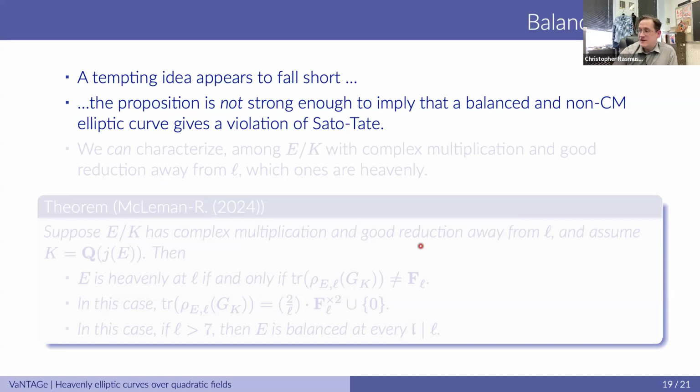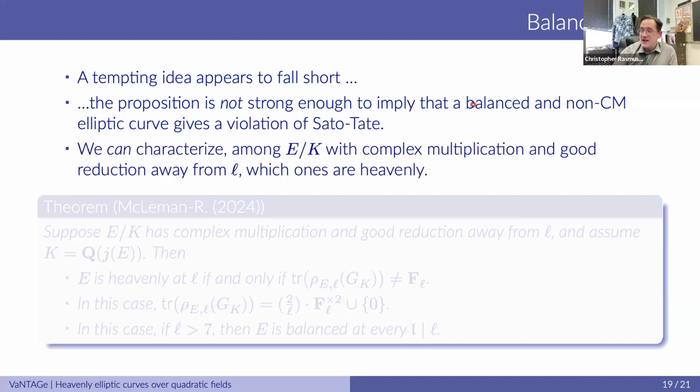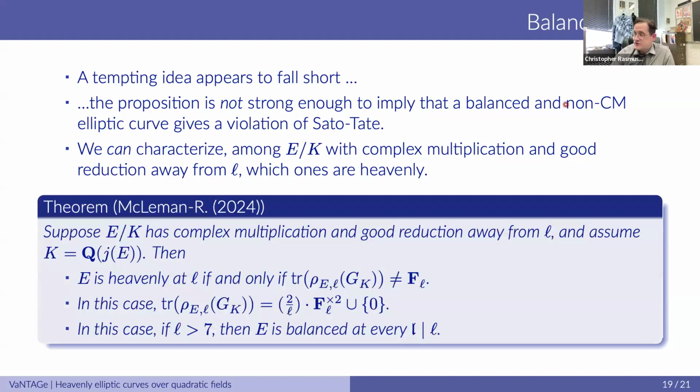However, the result that we proved, tying the splitting behavior to the trace of Frobenius mod L, was actually enough for us to establish a characterization of the following form. Among all elliptic curves with complex multiplication defined over a quadratic number field, some of them have good reduction away from one prime. And among those, some of them are heavenly, and we can identify them. So the condition turns out to be very explicit and natural. All you have to do is look at the trace of the L-torsion representation. If you do not get full trace, that is what implies an elliptic curve is heavenly.